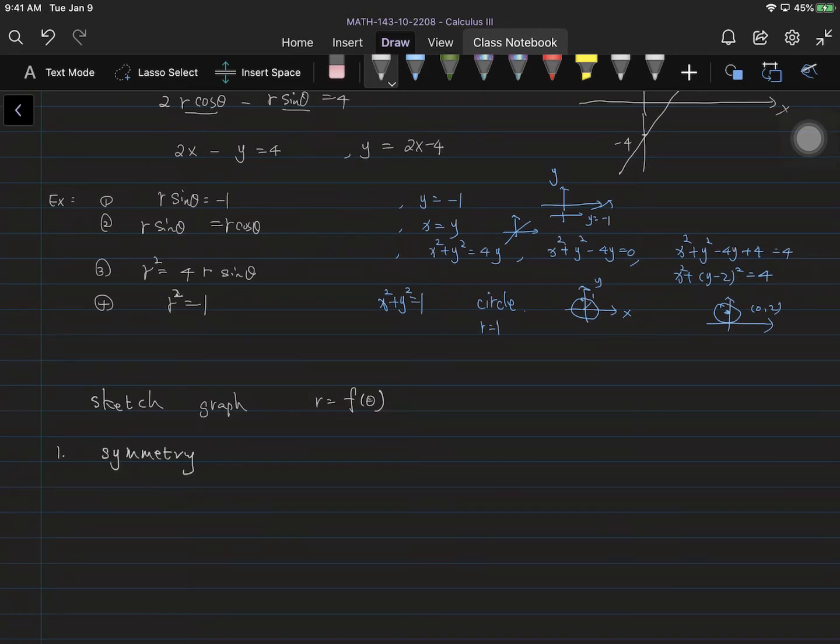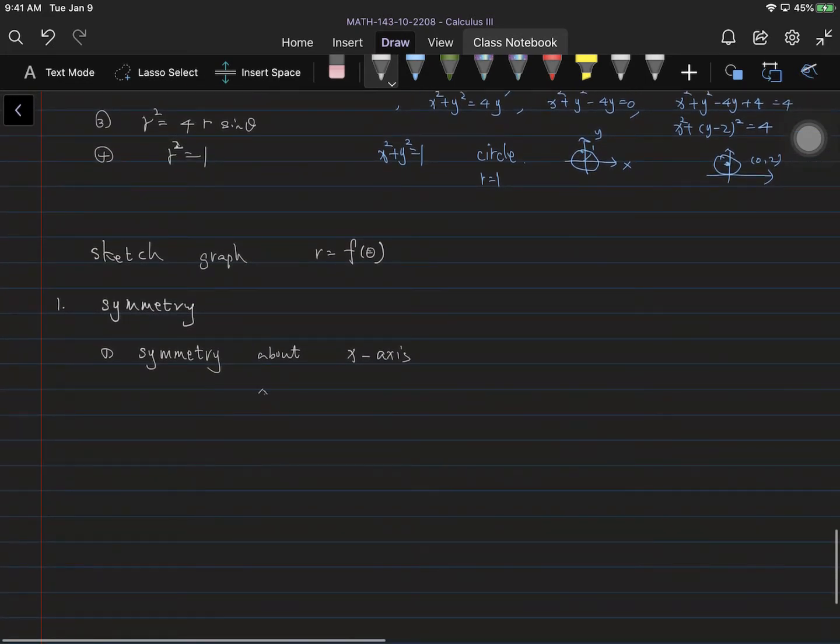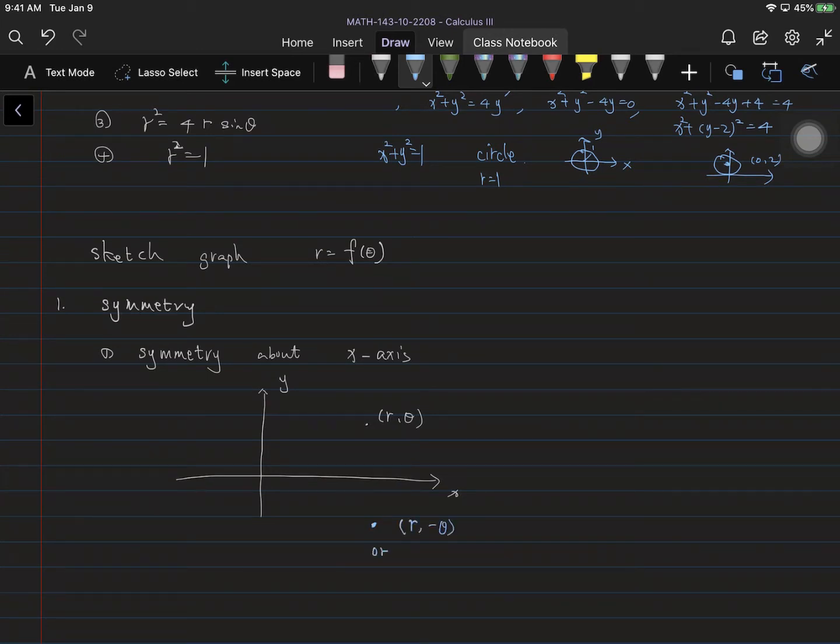The first case, symmetry about the x-axis. I'm going to show you in the graph. Okay, let's take a look. If we have a point in polar coordinates given by (r, theta), and if it's symmetric about the x-axis, so we know the other point should be there, right? I'm going to use a different color. And what's the coordinate of that point? That is (r, negative theta), right?